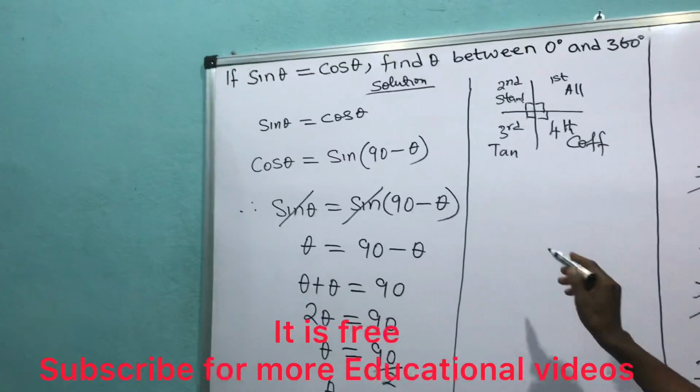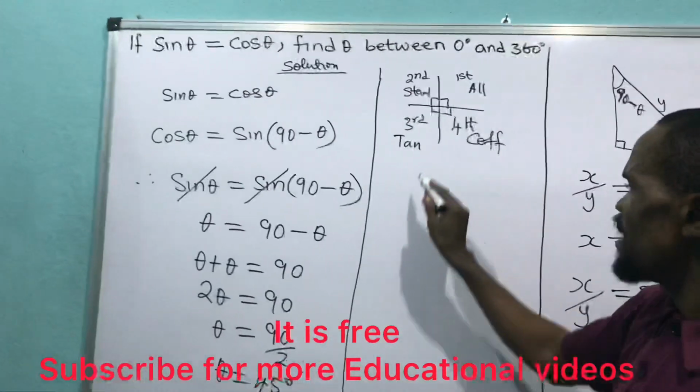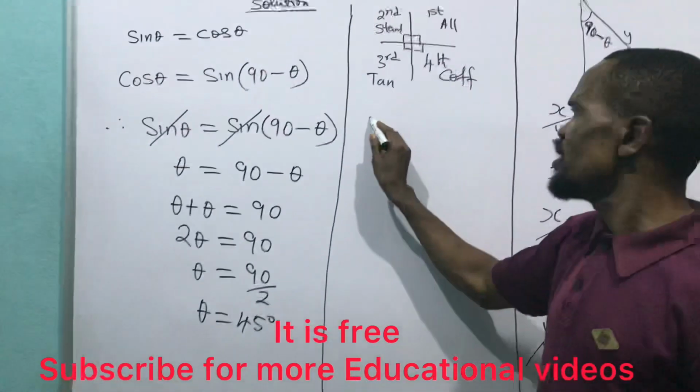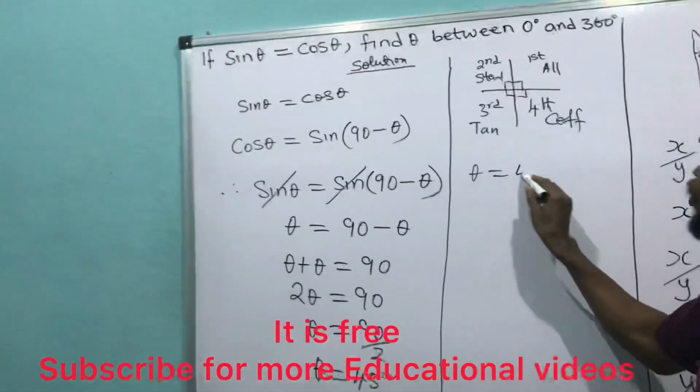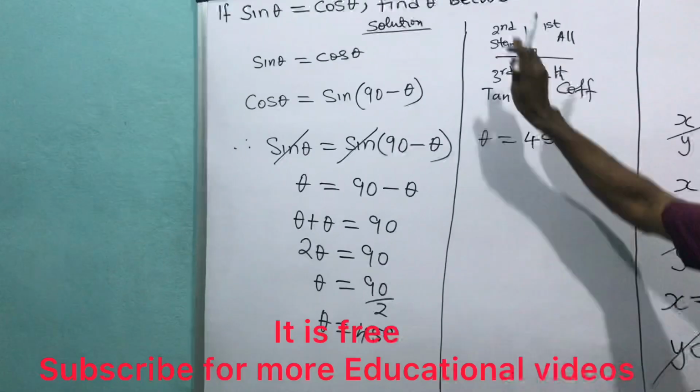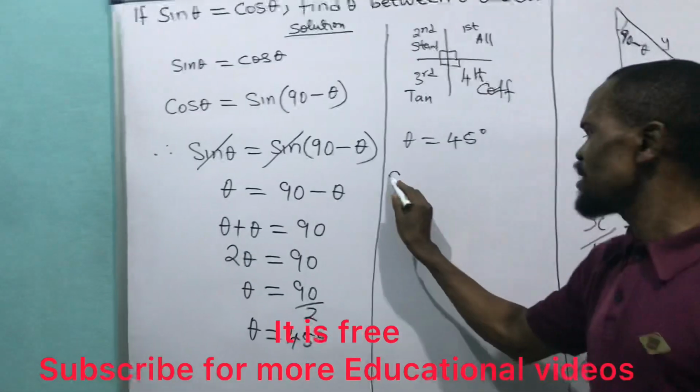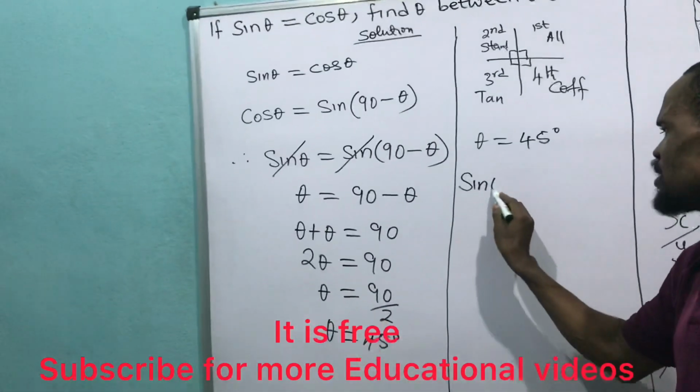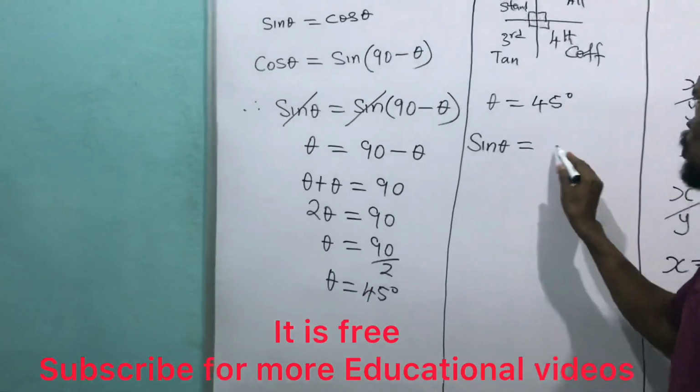Then now, my first quadrant is already theta is equal to 45. That's my first quadrant. Then for my second quadrant, where my first quadrant theta is equal to what?